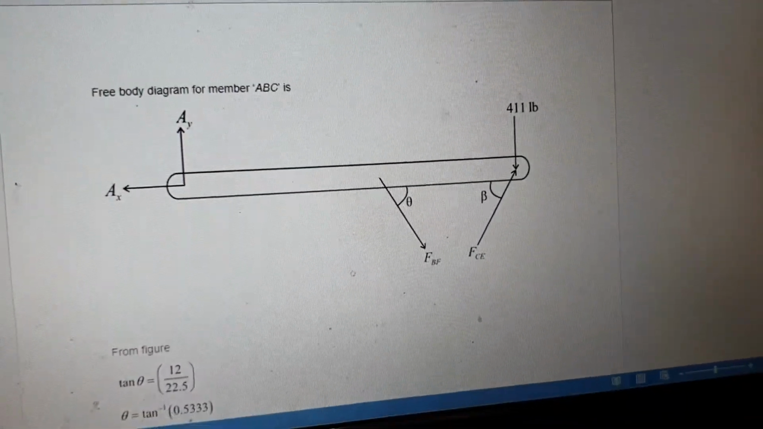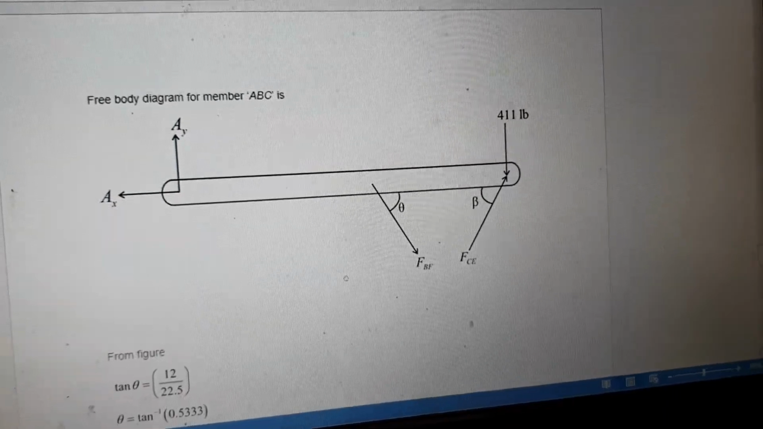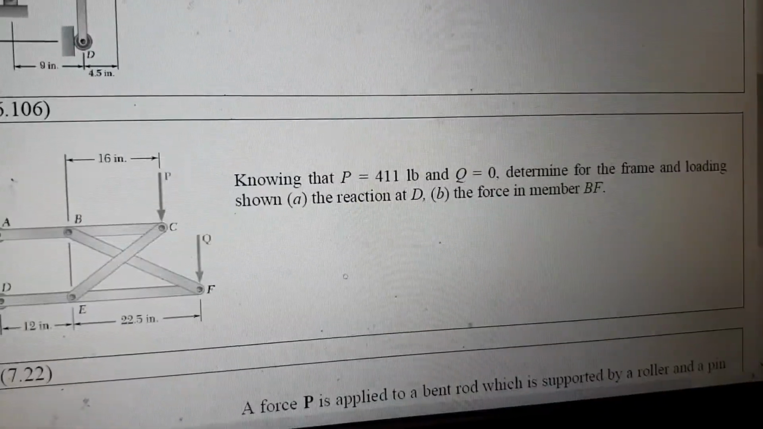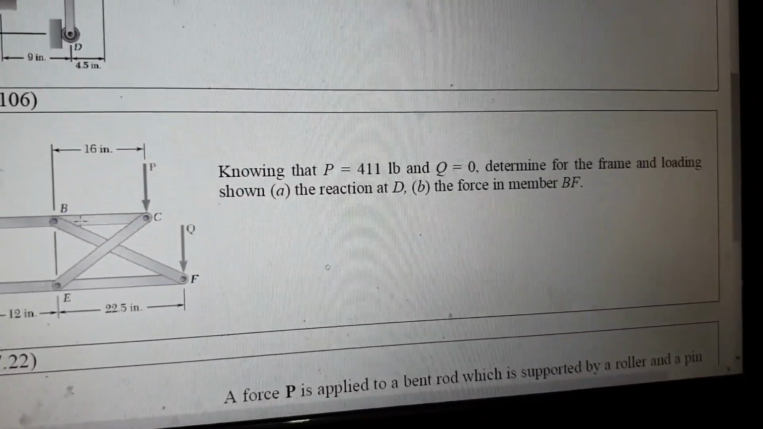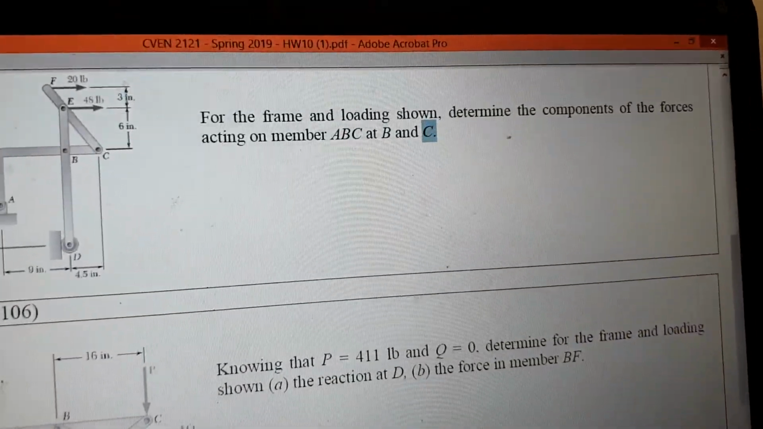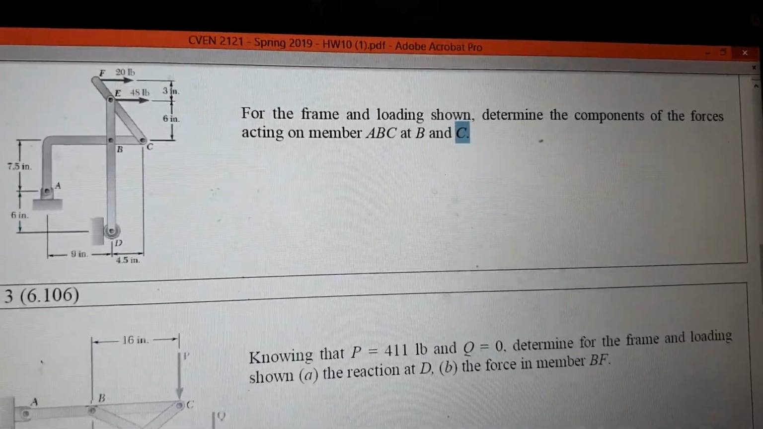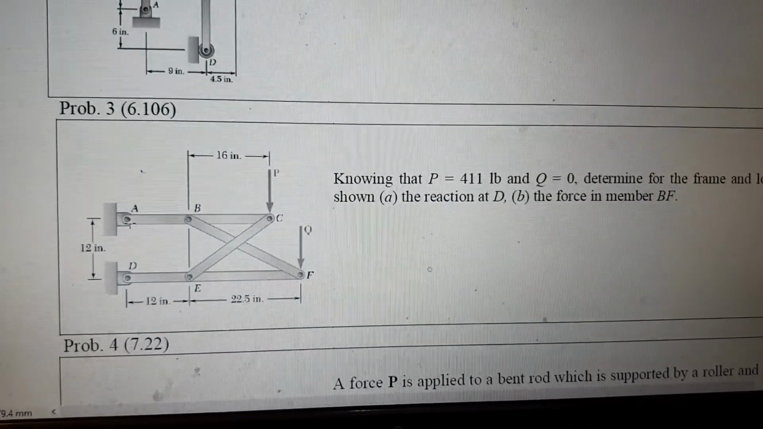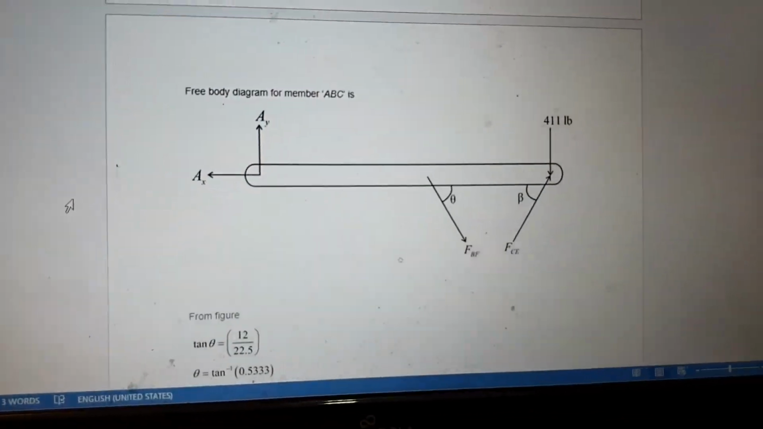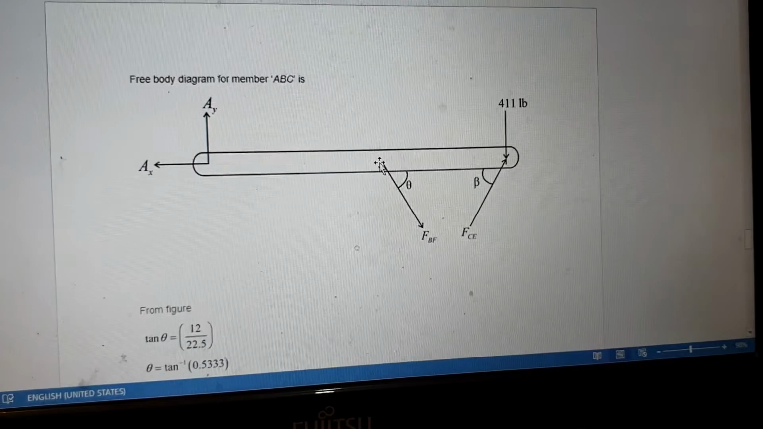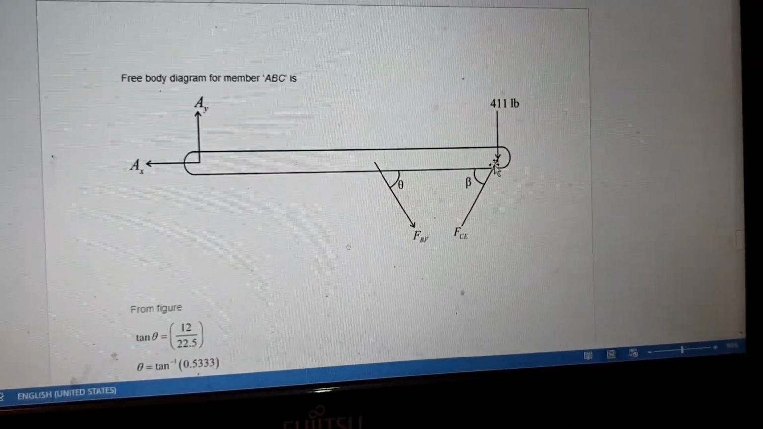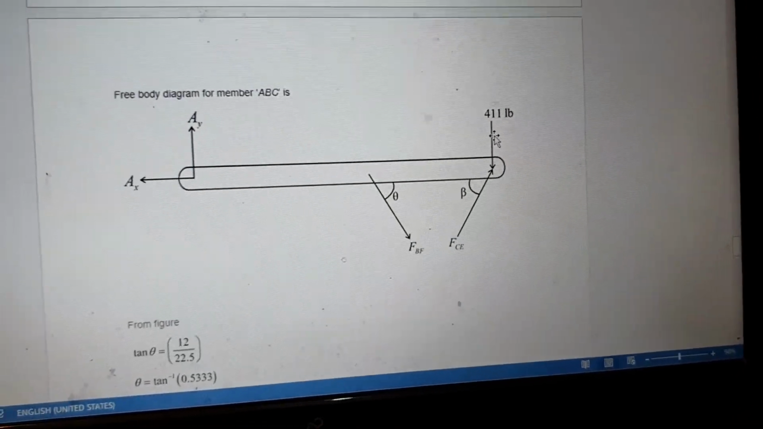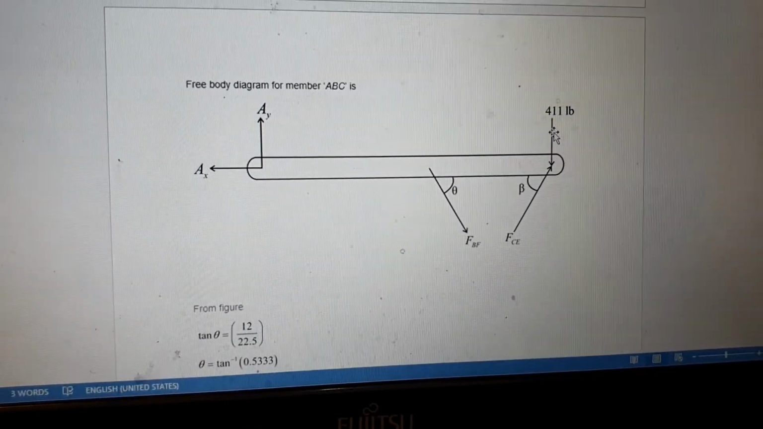So now, let's go and find out the other member that we were talking about. This member, A, B, C, because you need to find out the force here. Remember, there is a force here in B, and the reaction here is known now. So Ax, Ay, and there is a force FBF, and there is a force FCE. And there is a force at the top, 411 pounds.